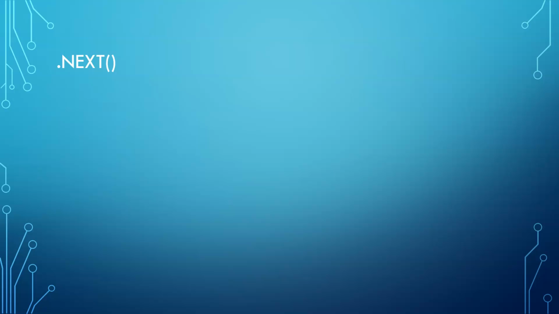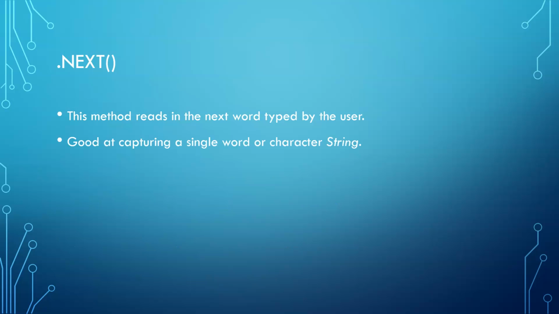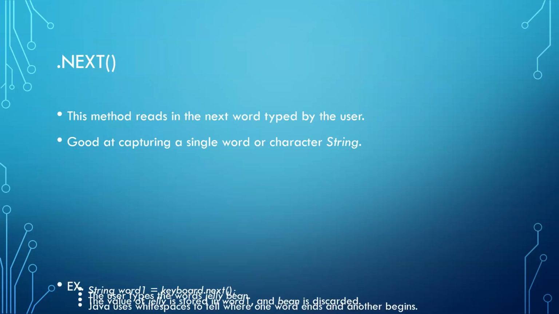The first one of these methods is called next. That's it, just .next. This method will read in the next word typed by the user. Whatever is typed up to the next escape character, like a space, for example, is going to be put in. So if you type hello, it's going to read in hello. This is really good at capturing a single word or character string.